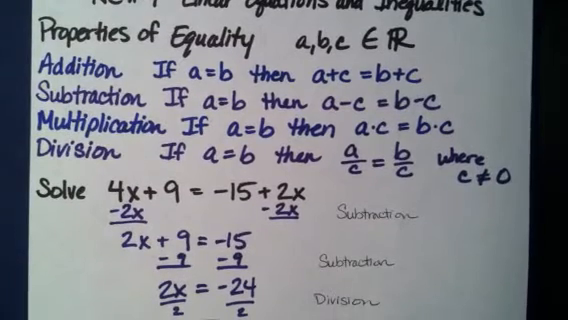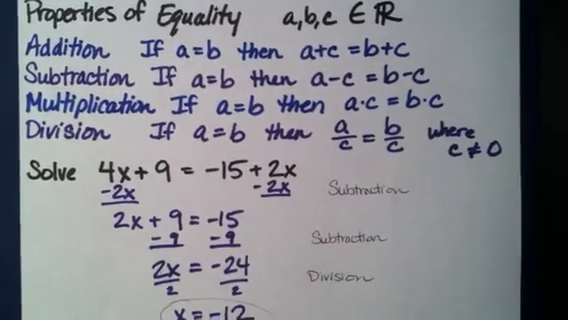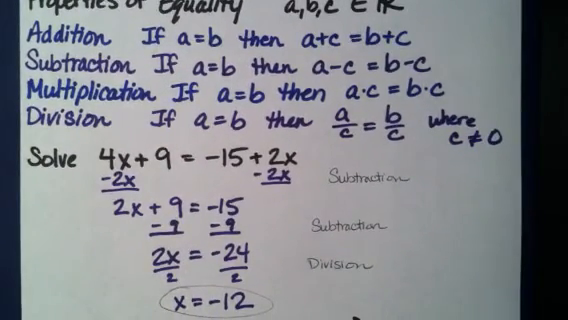Let's do an example. If we're asked to solve 4x plus 9 equals -15 plus 2x, first thing we're going to do is subtract 2x from both sides, which gives us 2x plus 9 equals -15. Next, we're going to subtract 9 from both sides, which leaves us with 2x equaling negative 24. Our last step is divide both sides by 2 to get x equals negative 12.